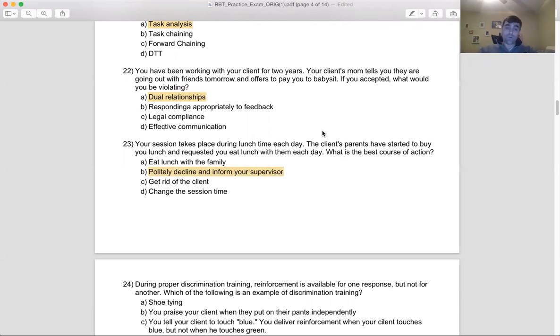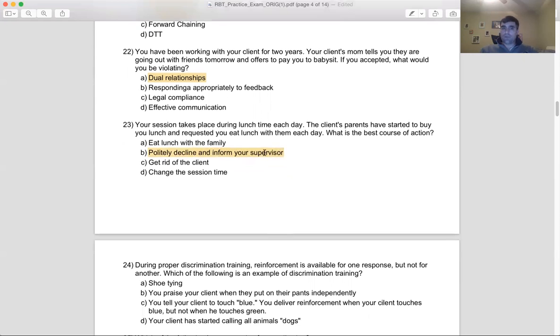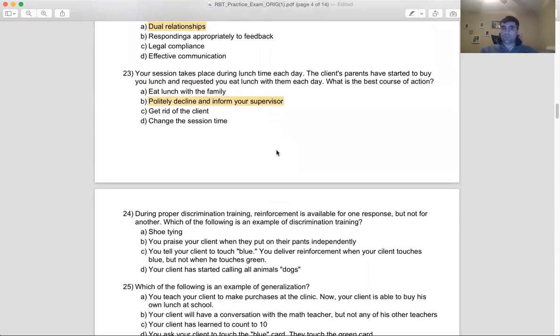When you're doing ethical questions, you always want to go with the most common sense. What is the easiest thing to do? The easiest thing in this scenario, instead of changing clients and changing times, is just decline and inform your supervisor. They'll probably understand. And if they don't, they'll get over it pretty quickly. So 23, politely decline and inform your supervisor.